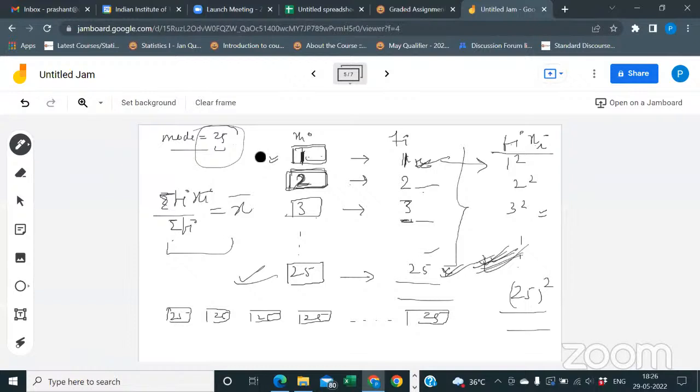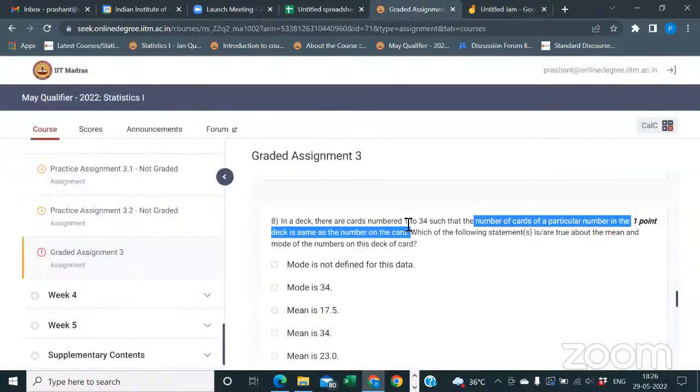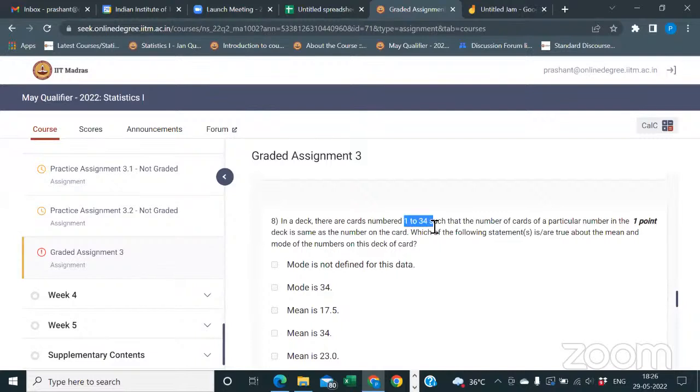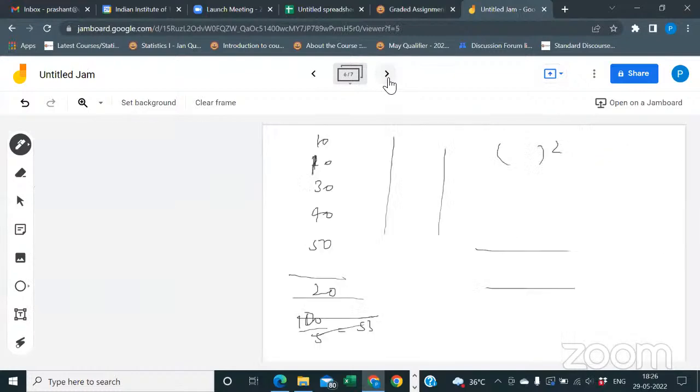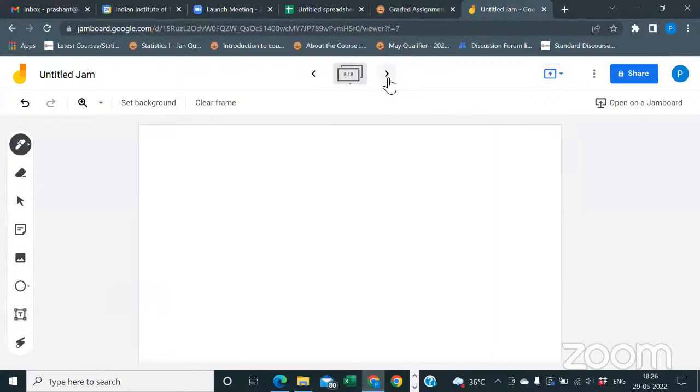See, in the Hard question, the cards consist of 3 cards. That means number 3 only. Why 3? How many cards are there? 1 to 34. That means you have 34 numbered cards. One second, let me explain.